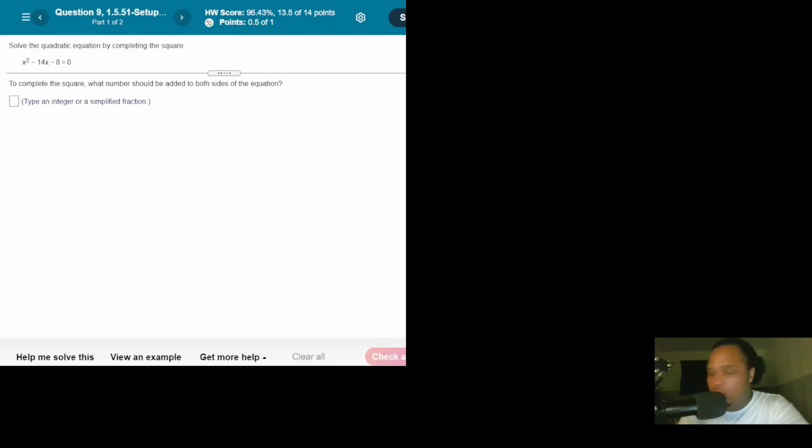Question 9. It says solve the quadratic equation by completing the square. So we have x squared minus 14x minus 8 is equal to 0. Now, they specifically told us to complete the square, so this negative 8 is useless to us. We're not going to use it. So we're going to bring it over to the other side by adding it.